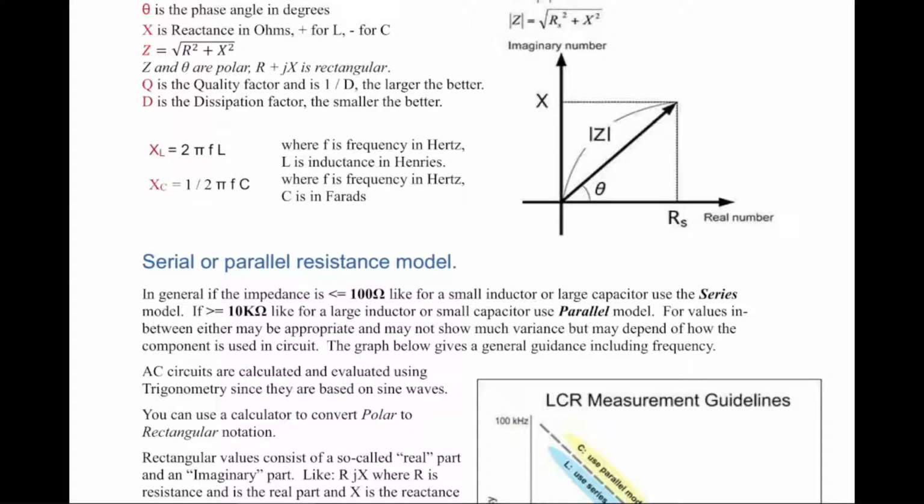Okay, so to get back here, for a small inductor or large capacitors, with a reactance or an impedance of less than 100 ohms, use series model. If it is larger than 10k ohm, use parallel mode for sure. Values in between, you may use either one.